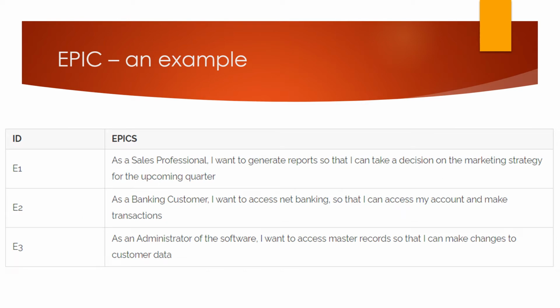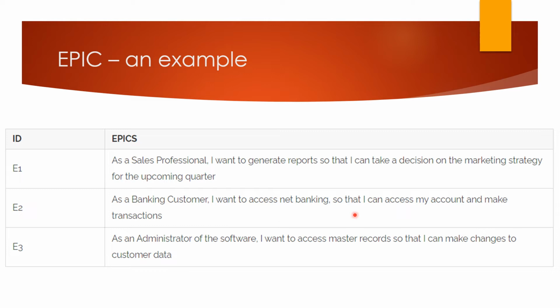A product roadmap would contain majorly epics and features as its components or constituents. Let's see an example of how an epic or a feature will look. Here I have given three examples. Let's take the middle one, E2: as a banking customer, I want net banking so that I can access my account and make transactions.